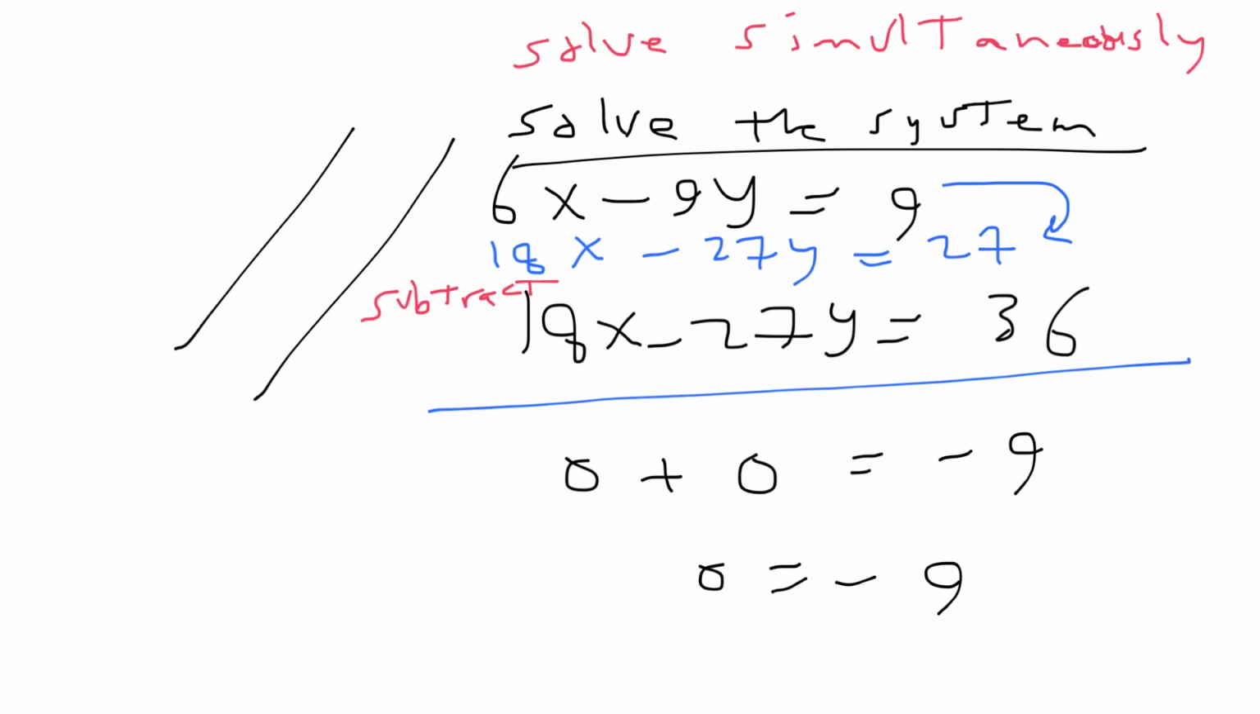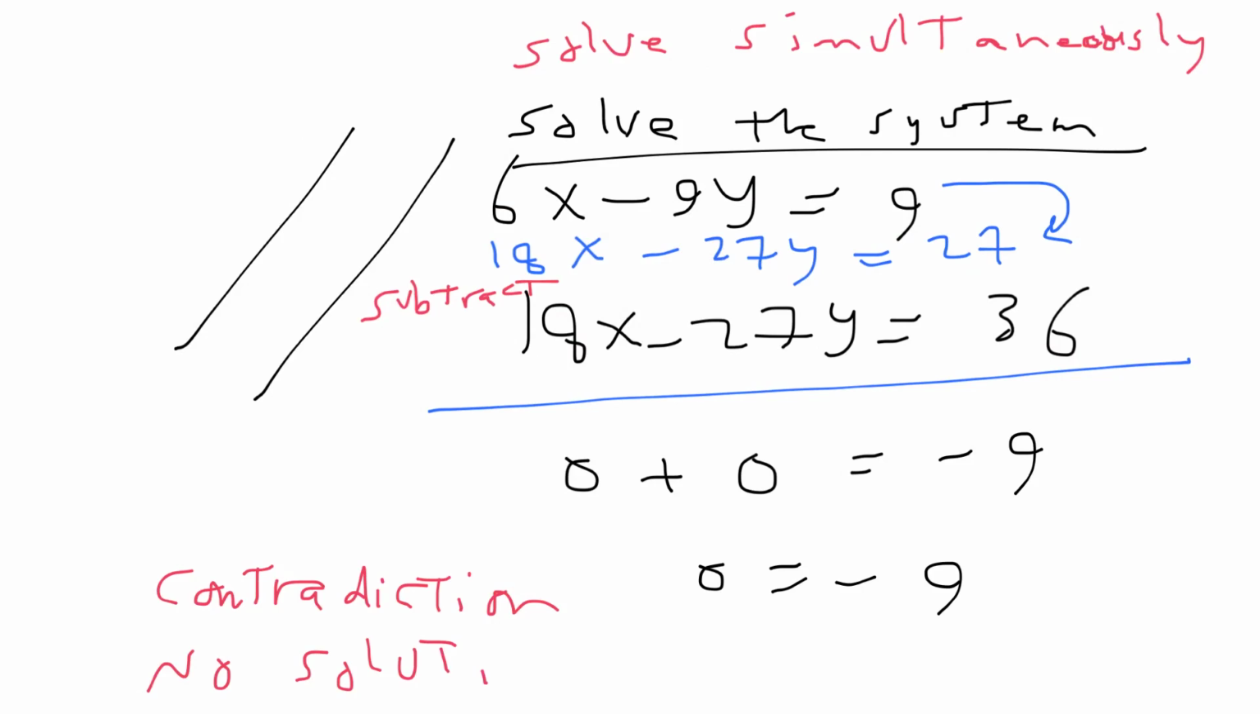What does it mean? Is 0 equal to minus 9? Can this happen? This can never happen. That's why this is called a contradiction. Okay, because this is not possible. You're trying to make 0 equal to minus 9. This will never happen, which means the two sides will never be equal, and that means there is no solution.